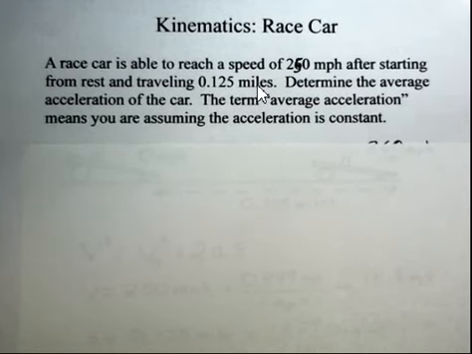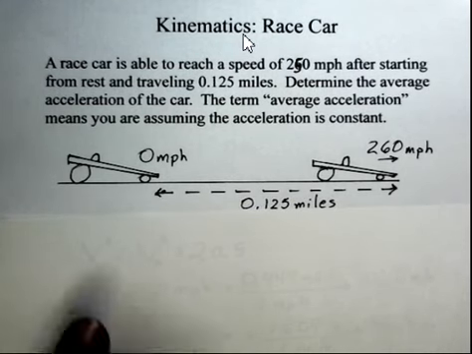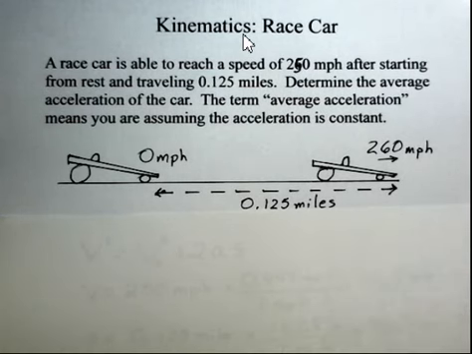Because we do have the assumption of constant acceleration, average acceleration, we can use the kinematic equations. We do not know the time, so we'll have to pick an equation that does not have time as a variable. But first, I would suggest you make a little sketch of the problem. So some sort of race car, 0 miles per hour, at the end of 0.125 miles, 250 miles per hour.